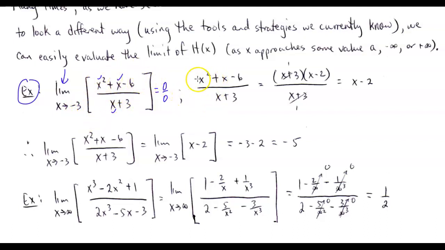And it turns out here that our numerator can be factored out to x plus 3 times x minus 2, okay? And so because of that, we know that, hey, we have this common factor of x plus 3 in the numerator and denominator, and that will reduce to 1.